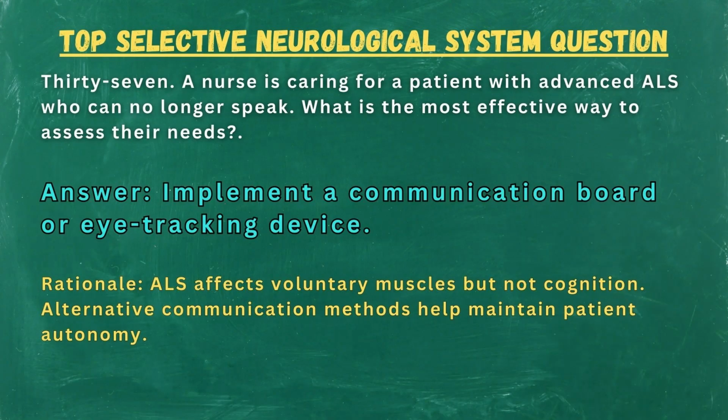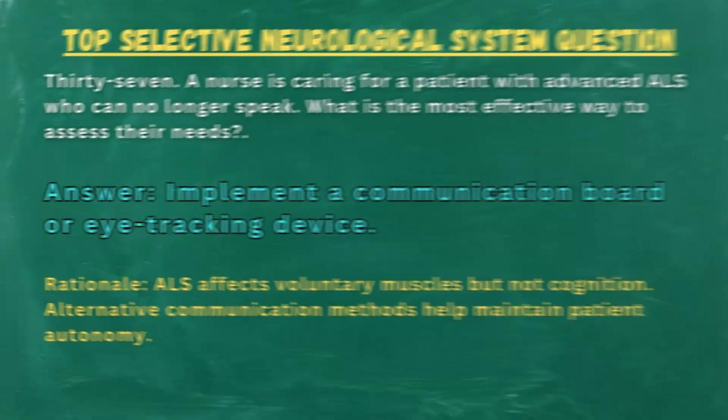37. A nurse is caring for a patient with advanced ALS who can no longer speak. What is the most effective way to assess their needs? Answer. Implement a communication board or eye-tracking device. Rationale. ALS affects voluntary muscles but not cognition. Alternative communication methods help maintain patient autonomy.